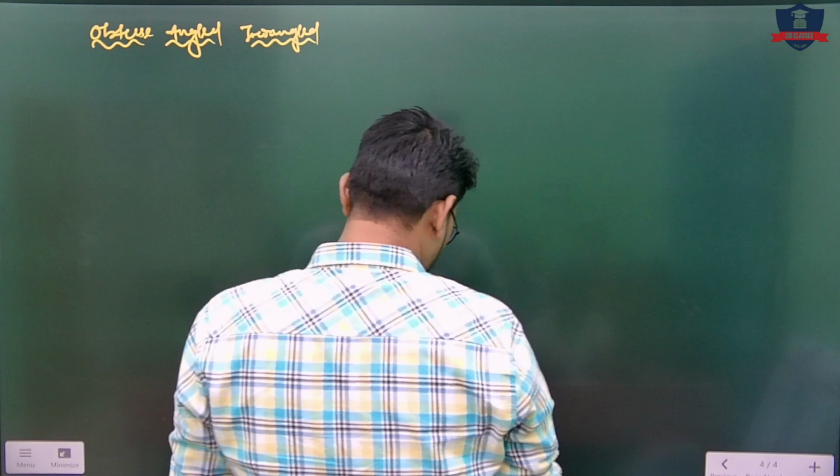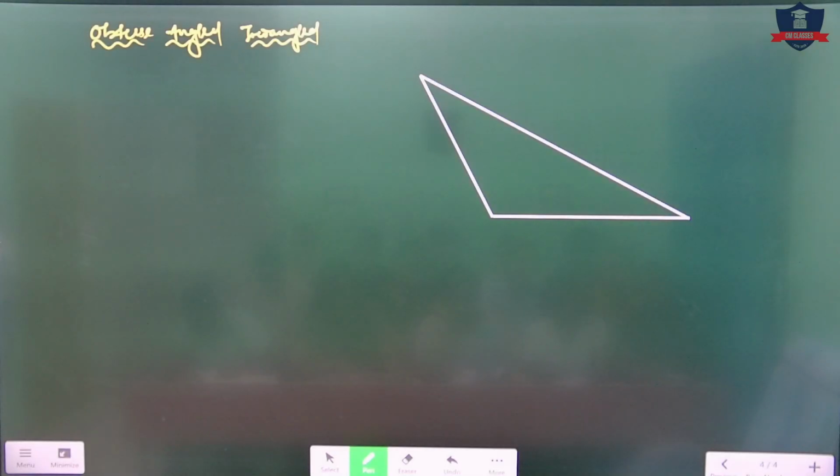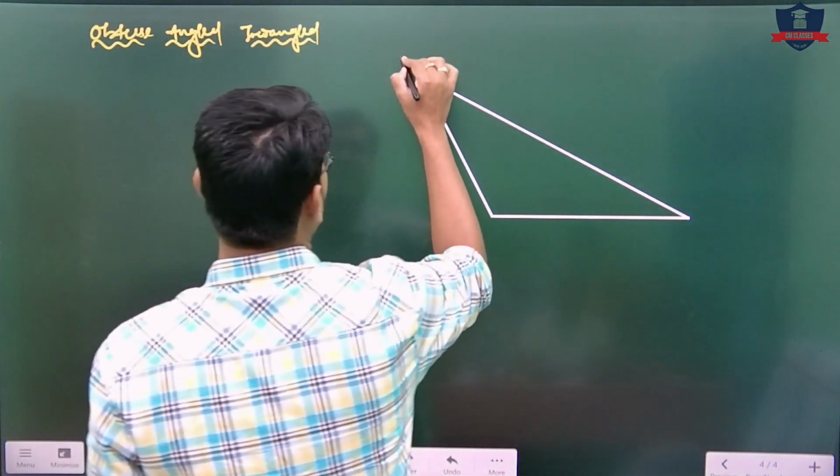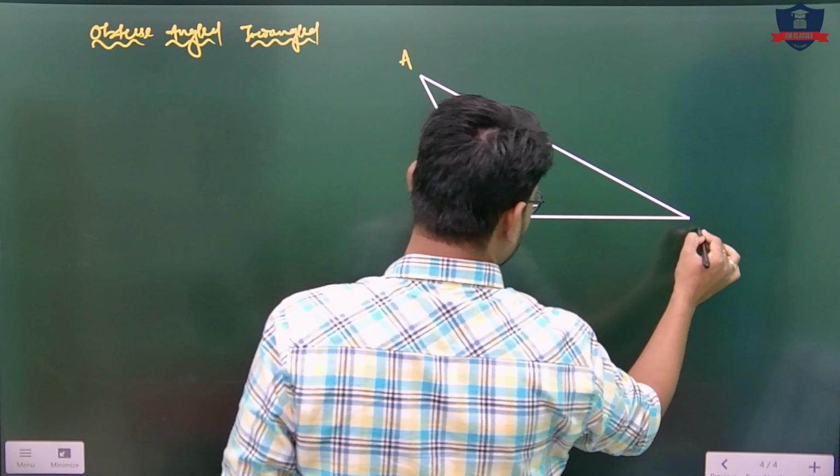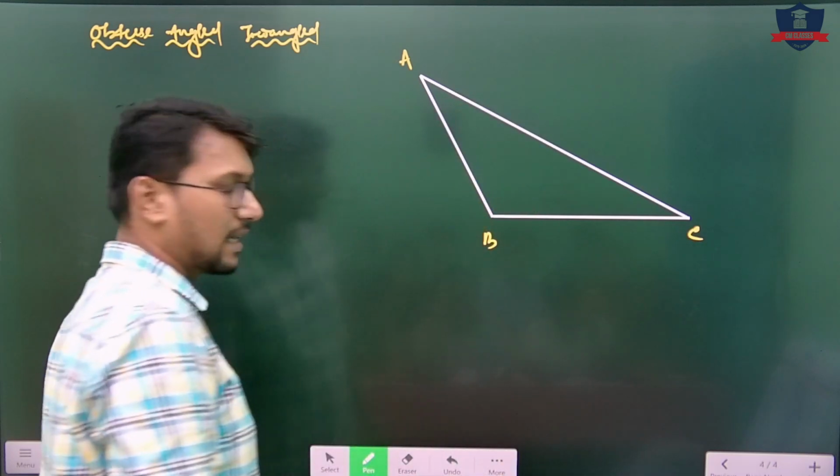Is this an obtuse-angled triangle? Tell me, everyone. Is it clear? Is it an obtuse-angled triangle? Let us write. This is the same ABC. ABC क्या है? एक obtuse-angled triangle.